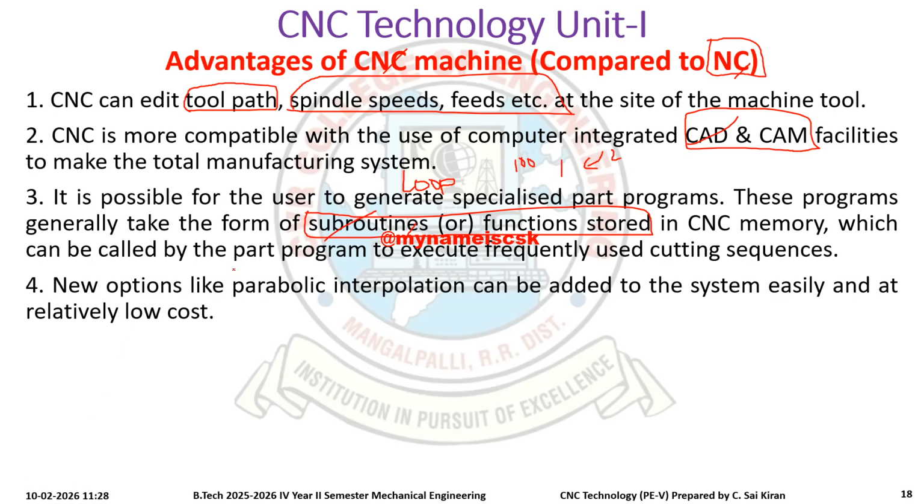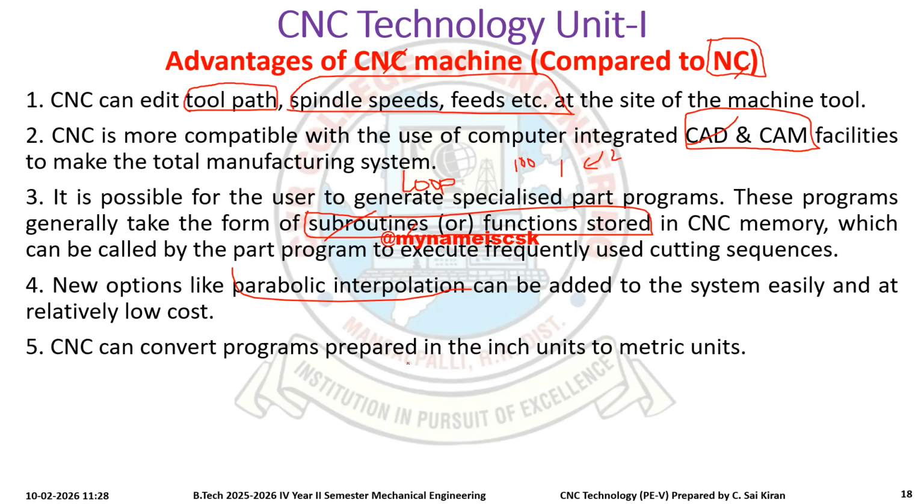So new options like parabolic interpolation can be added to the system at low cost. But in NC, if you want to add parabolic interpolation, it is costly. We can add it, but it is very costly. But for a CNC machine, if you want to add parabolic interpolation for manufacturing, it is very low cost compared to NC.